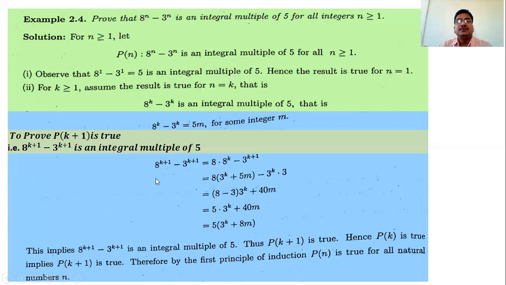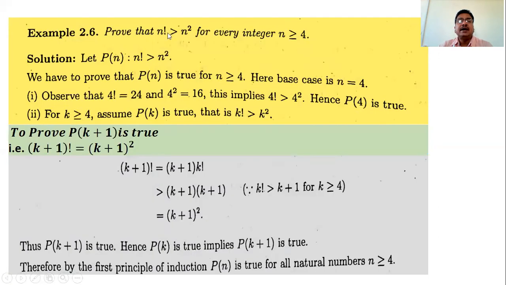Okay, so next problem: prove that n factorial is greater than n square for every integer n greater than or equal to 4. The first step in the proof is not to substitute n equal to 1 or say p1 is true, because n is greater than or equal to 4, and that's why we prove the result is true for n equal to 4 in the first step. This is the first principle. Either prove the result is true in the first step for n equal to 1, or n equal to 2, or n equal to 3, or n equal to 4.